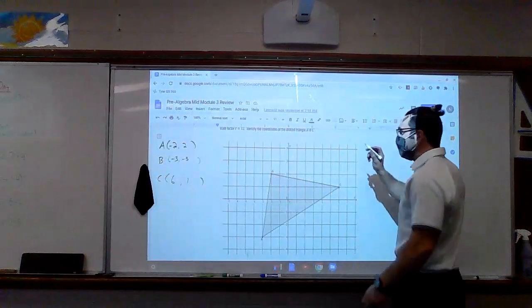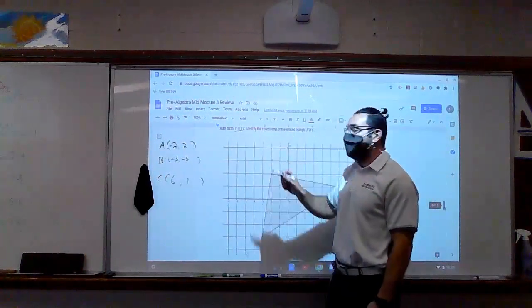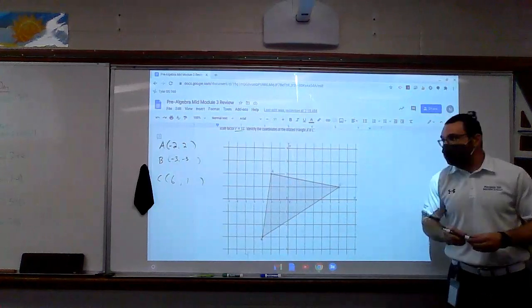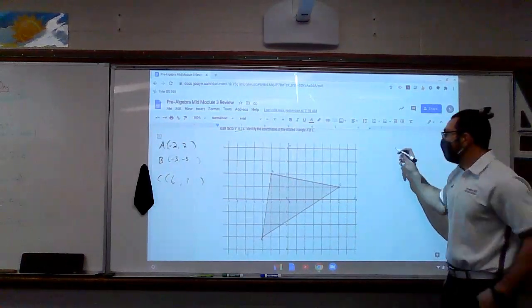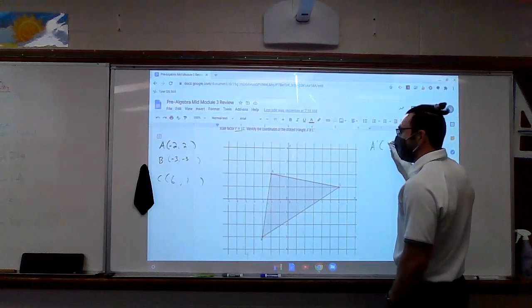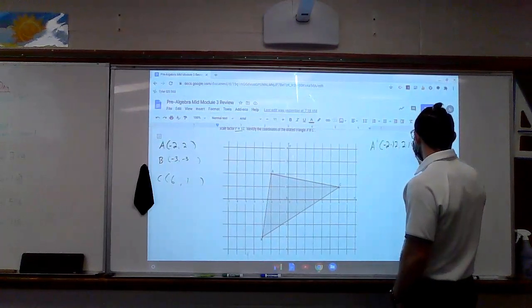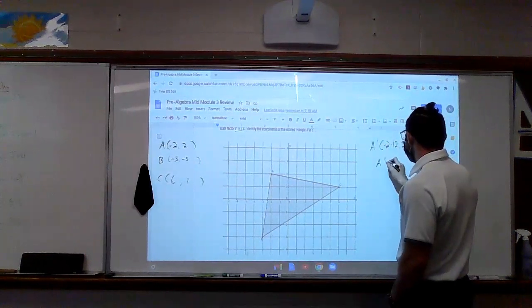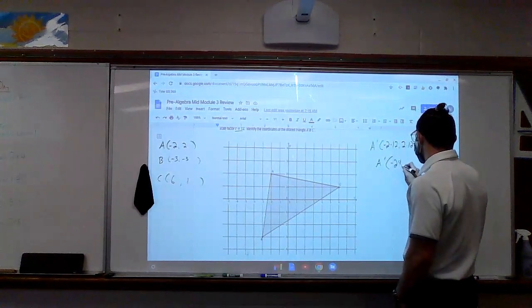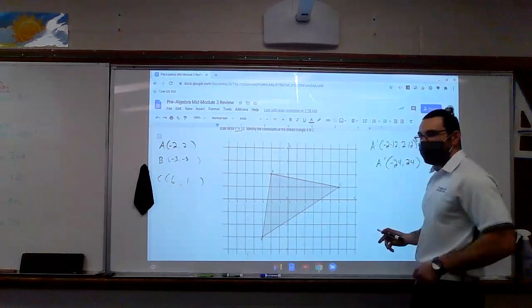Okay. If R is 12, it's an enlargement, which means these should be bigger numbers. A prime: I take -2, multiply it by 12. I take 2 and multiply it by 12. That gives me A prime is (-24, 24).